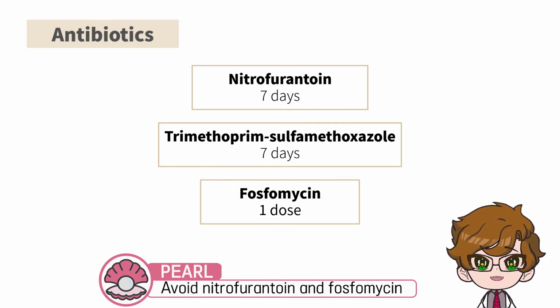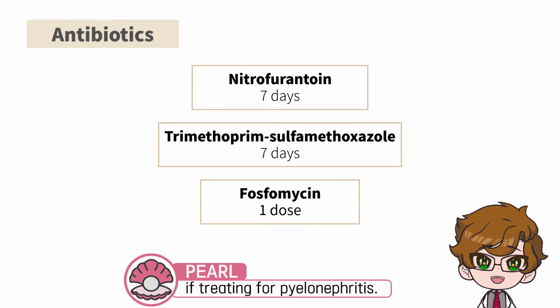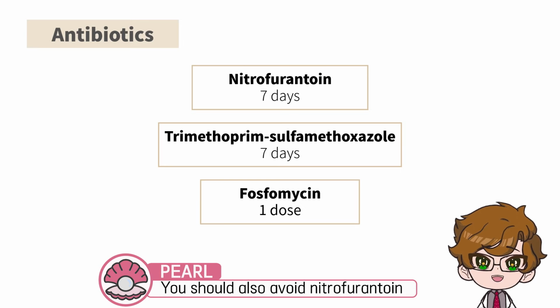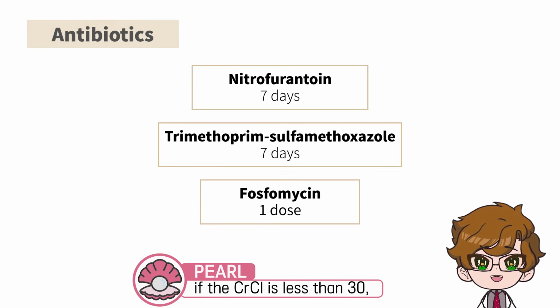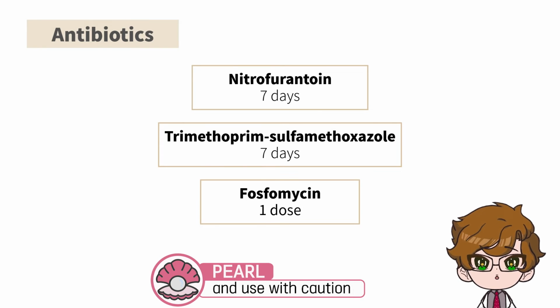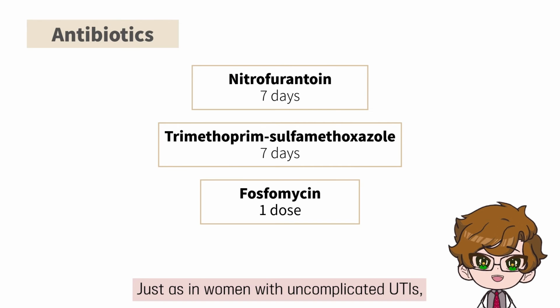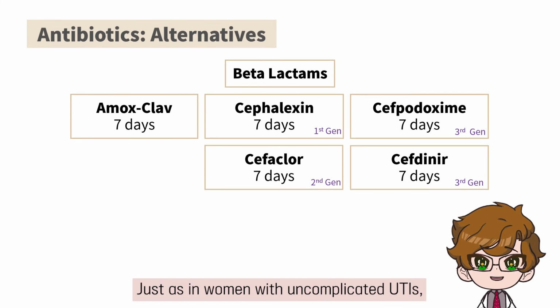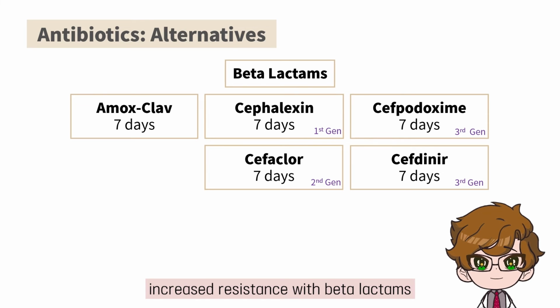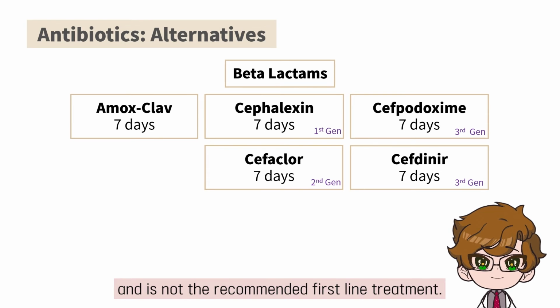Avoid nitrofurantoin and fosfomycin if treating for pyelonephritis. You should also avoid nitrofurantoin if the creatinine clearance is less than 30, and use with caution if the creatinine clearance is less than 60. Just as in women with uncomplicated UTIs, beta-lactam antibiotics may be used. There is, however, concern for increased resistance with beta-lactams and is not the recommended first-line treatment.